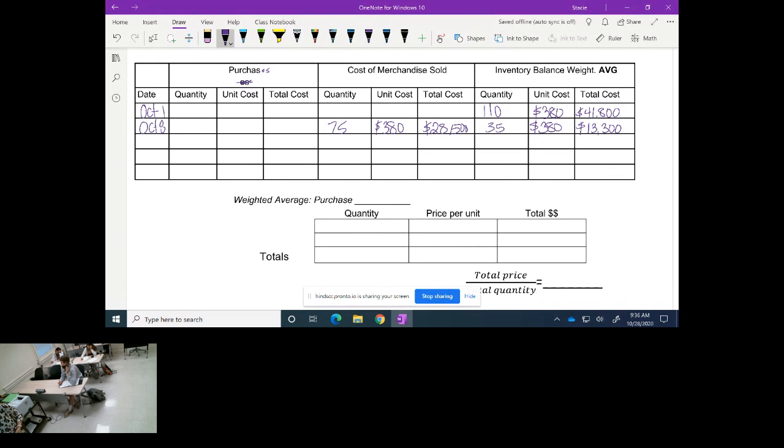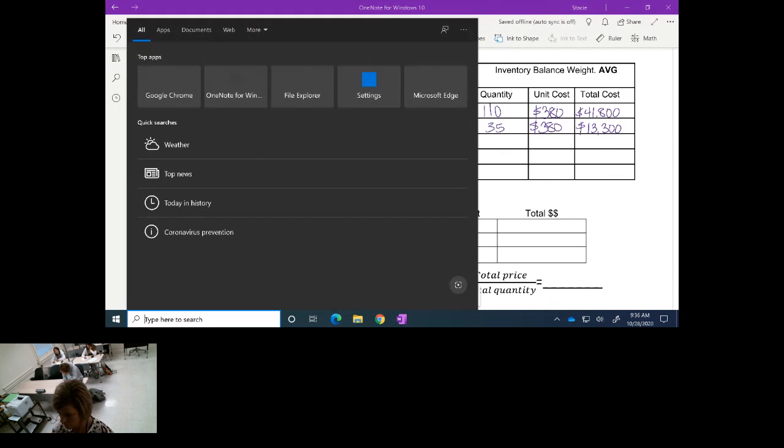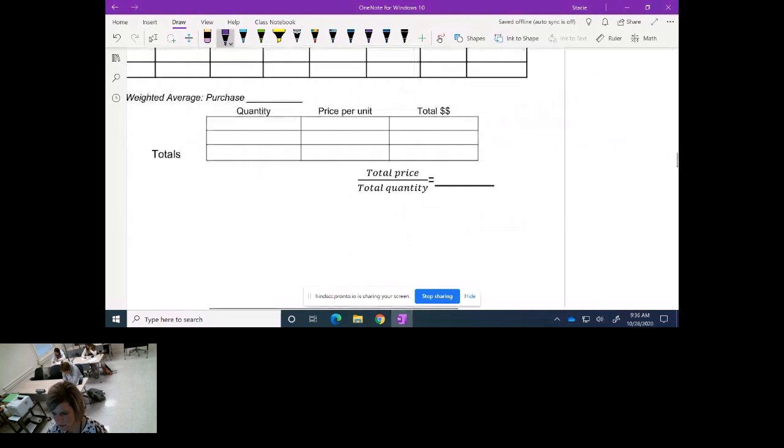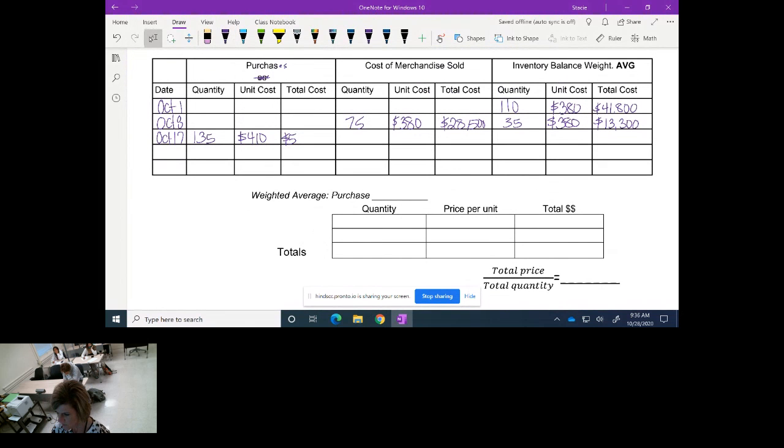Okay, so now we're going to buy some stuff. It's October 17th, and we're making a purchase of 135 units at $410 a unit. So the total cost of our purchase is 55,350. Whoa, 55,350? Yes.